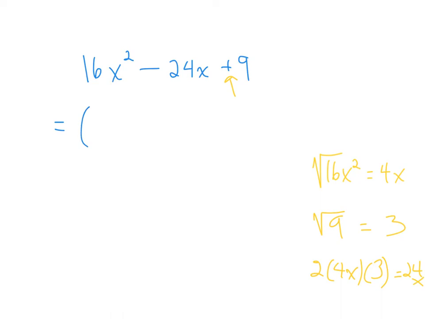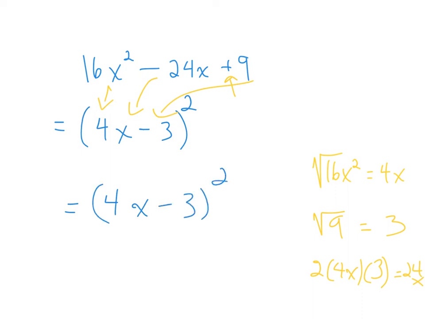I'm just creating my bracket. I know it's going to be a perfect square, so I take the square root of my first term, which is 4x as determined. I take the square root of my last term, which was the 3 as determined, and I look at the sign of my middle term, which is negative, to tell me that this should be a subtraction. So there's my answer. The factored form of this perfect square trinomial is 4x minus 3 all squared, and I'm done.